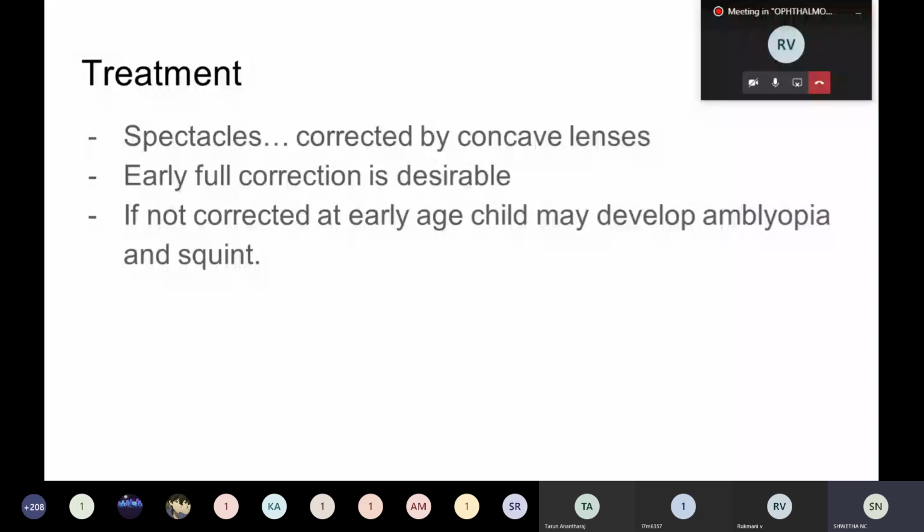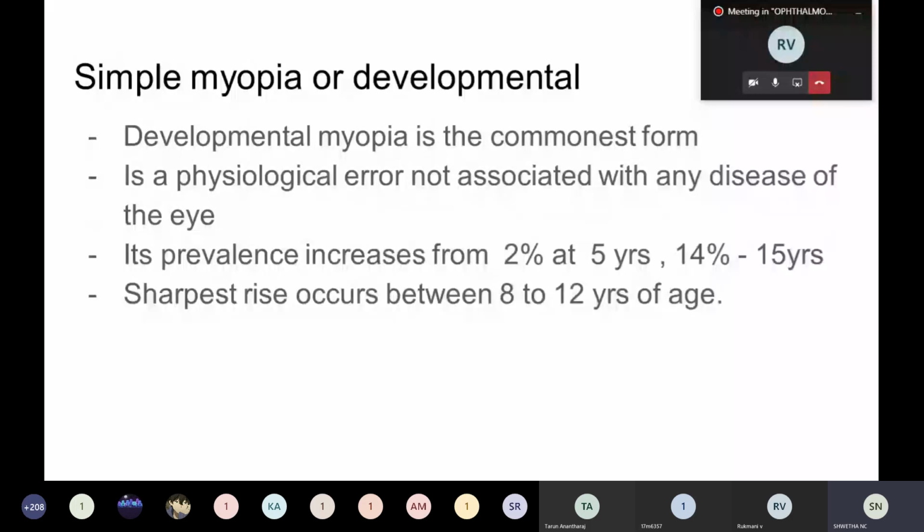Now we'll go for the simple myopia. What is simple myopia? It is also called developmental myopia. Developmental myopia is the commonest, usually acquired, meaning after birth it is seen. We see the incidence rate is about 2% at the age of 5 years, or 14% at the age of 15 years, or sometimes it will occur between the age of 8 to 12 years.